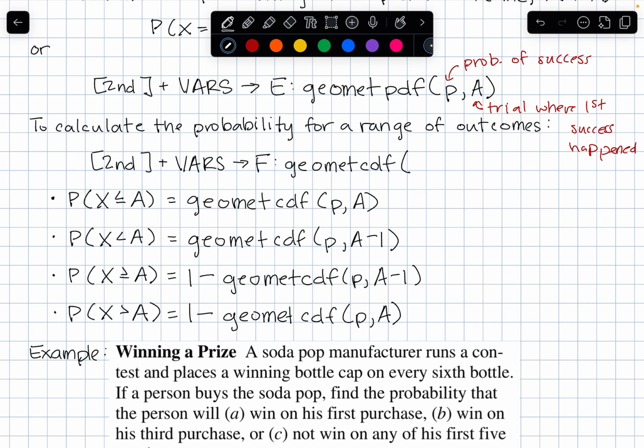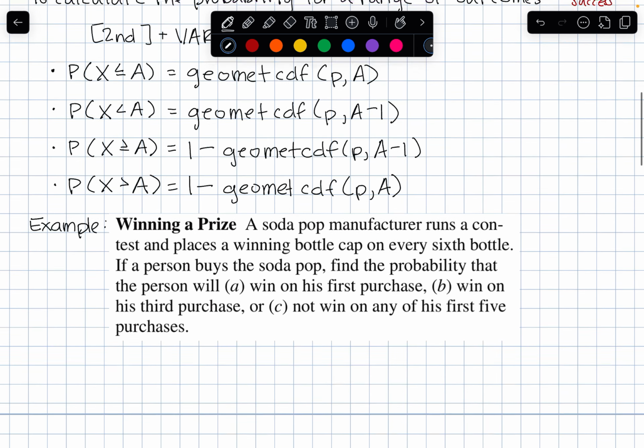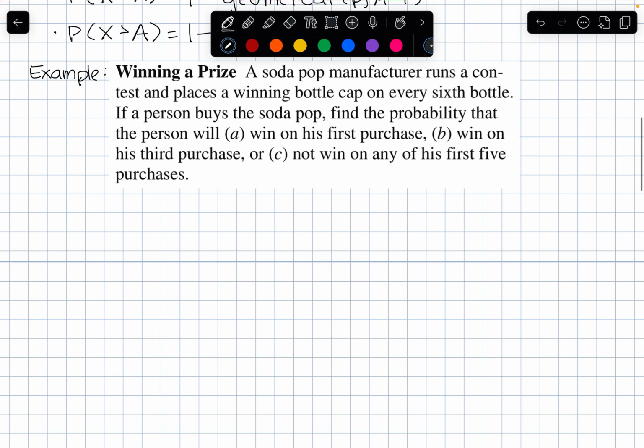Let's do an example. We can see what this looks like, and then we'll talk about mean and standard deviation really quick. So this one says, a soda pop manufacturer runs a contest and places a winning bottle cap on every 6th bottle. If a person buys the soda pop, find the probability that the person will win on his first purchase, will win on his third purchase, or not win on any of his first 5 purchases.